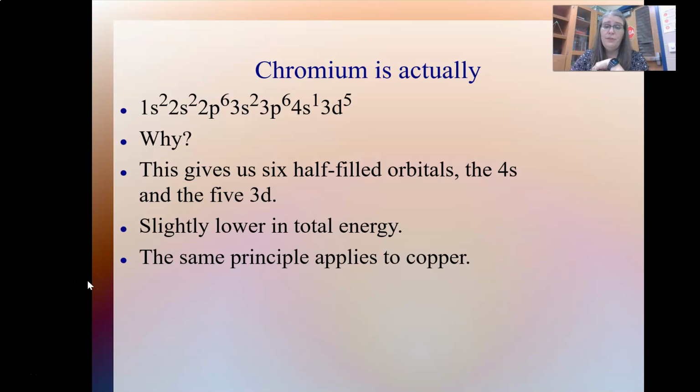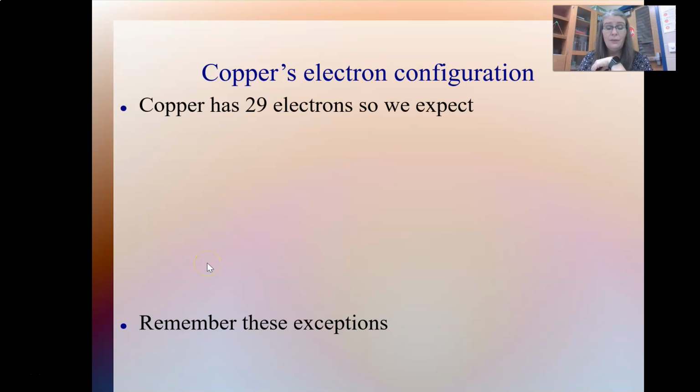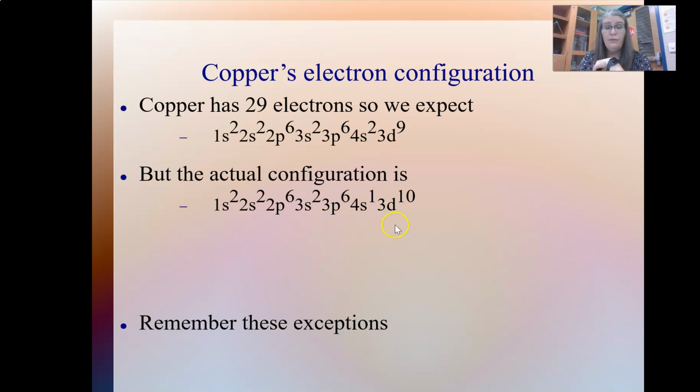Really, the same principle is going to apply to copper, because what I would expect if I look at where copper is on the periodic table, well, copper I would expect to be 4s2 3d9. Well, if I can steal one electron from that 4s, then I would end up with 4s1 3d10. And so now I have a half-filled orbital, which is in a lower energy state, plus I have a full set of d orbitals, which means that's an even better lower energy state.